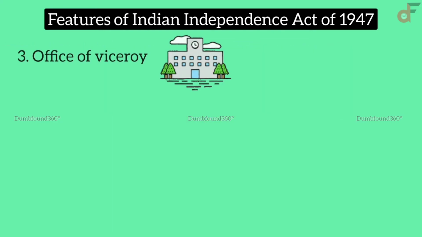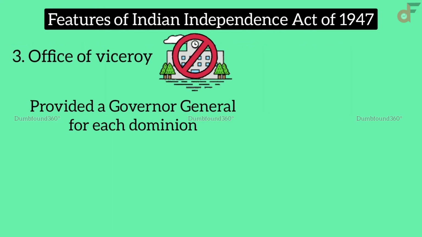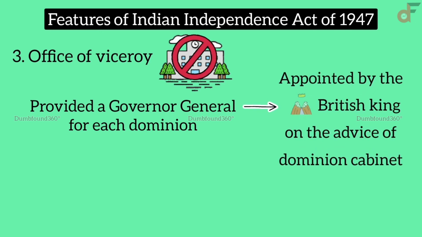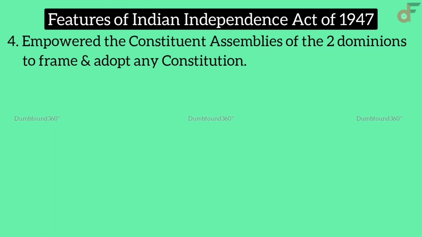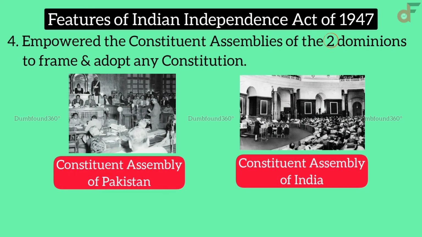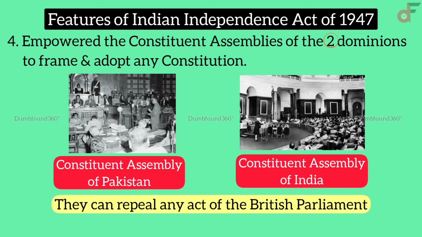3. It abolished the office of Viceroy and provided for each dominion a Governor General who was to be appointed by the British King on the advice of the Dominion Cabinet. His Majesty's government in Britain was to have no responsibility with respect to the government of India or Pakistan. 4. It empowered the constituent assemblies of the 2 dominions to frame and adopt any constitution for their respective nations and to repeal any act of the British Parliament, including the Independence Act itself.